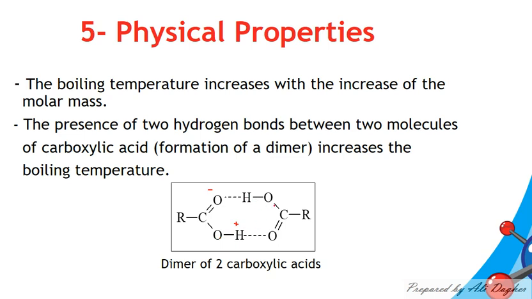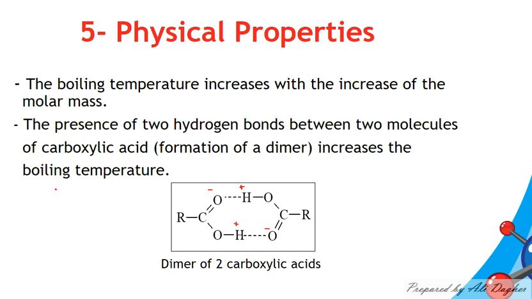The same for the second acid. H is the positive pole and O is the negative pole. Positive and negative attract each other, forming one hydrogen bond and the other hydrogen bond. Two hydrogen bonds form what is called a dimer.